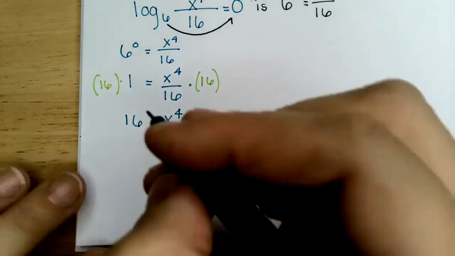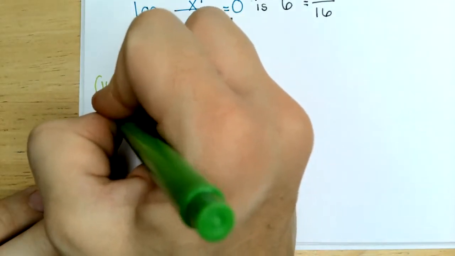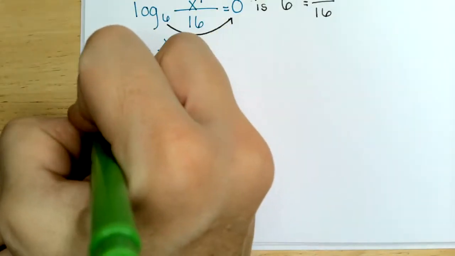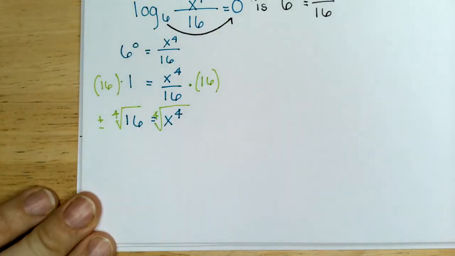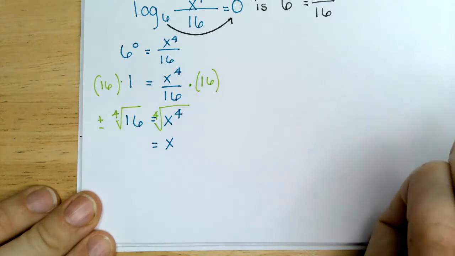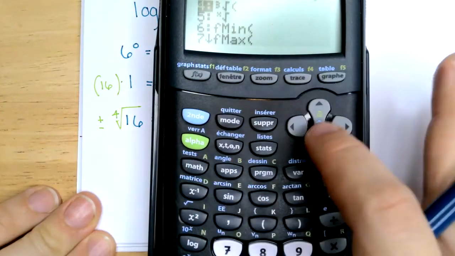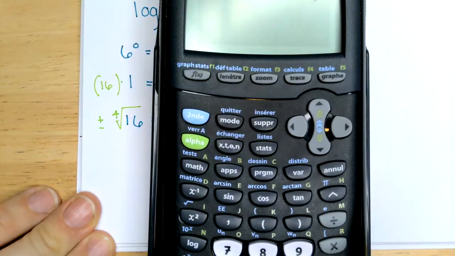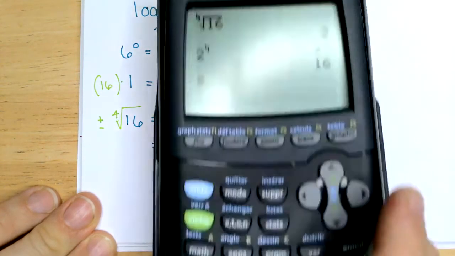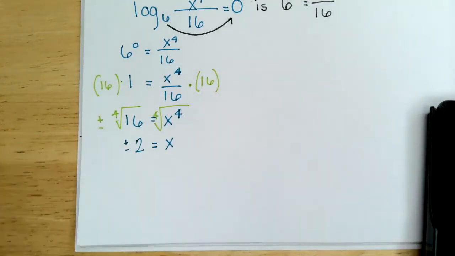Now to get rid of that 4th, I'm going to take the 4th root. Right? And when I take a root, I have to say plus or minus, right? So that just becomes x because the 4th root and the 4th power cancel each other out. The 4th root of 16, oops, I'll put a 4 in. The fourth root of 16 is 2 because 2 to the fourth is 16. So we're going to say it's 2, and we said it's plus or minus 2, right?